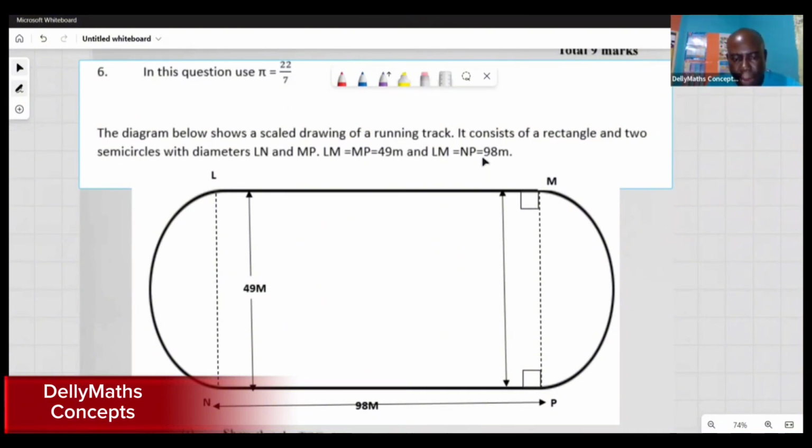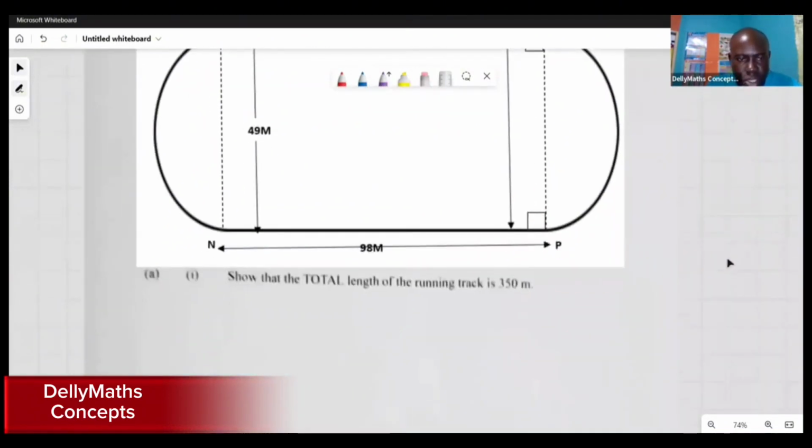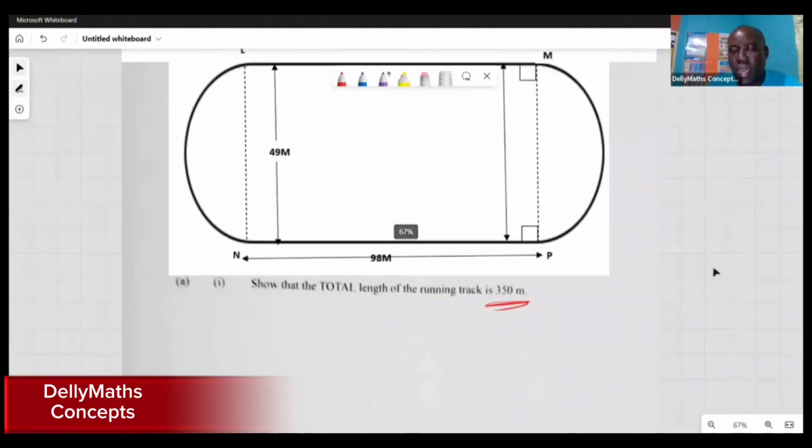All right, let's go. So the first question says, show that the total length of the track is 350. So we want to show that the total length is 350.